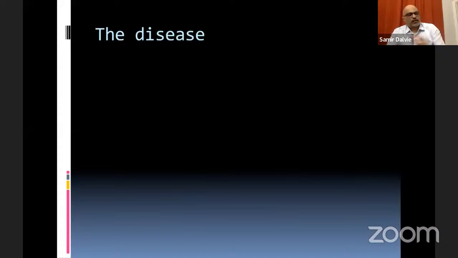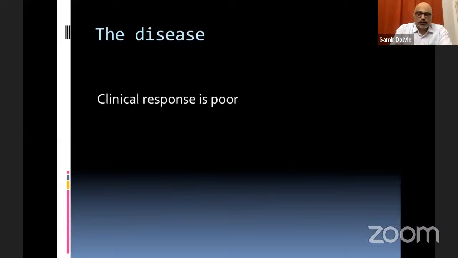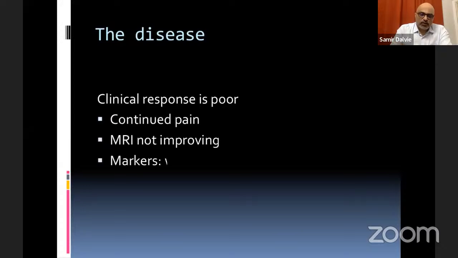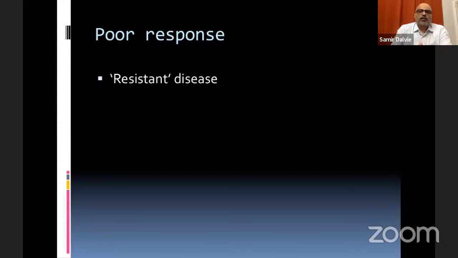Coming to the next indication for surgery, which is disease related. What if the clinical response is poor? There is continued pain, the MRI is not improving, and markers like weight, ESR, etc. are not improving. So you are following up with the MRI, it is not getting better, weight is not getting better, ESR is not coming down.